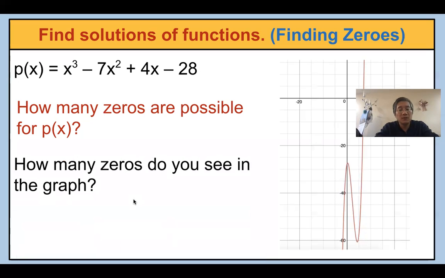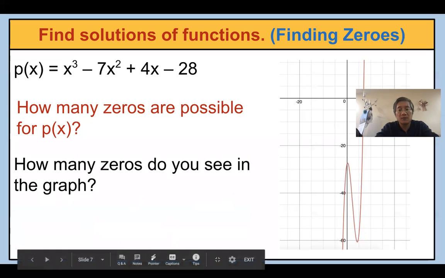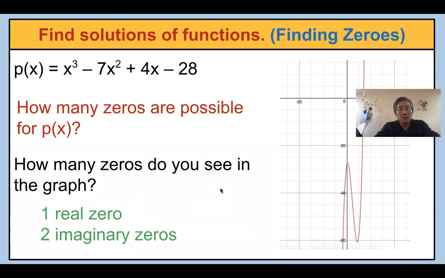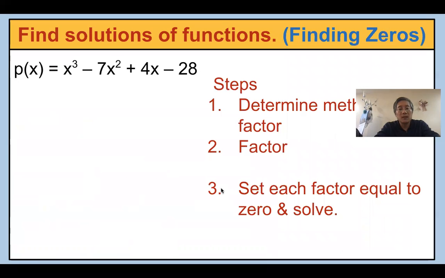So how many zeros do you see in the graph? I just mentioned you see only 1 zero. Okay, 1 real zero and 2 imaginary zeros. Then you know how to find the factor up to here, the second step, right?